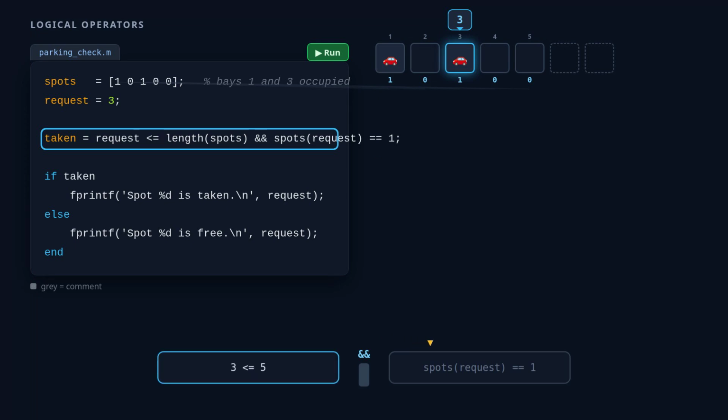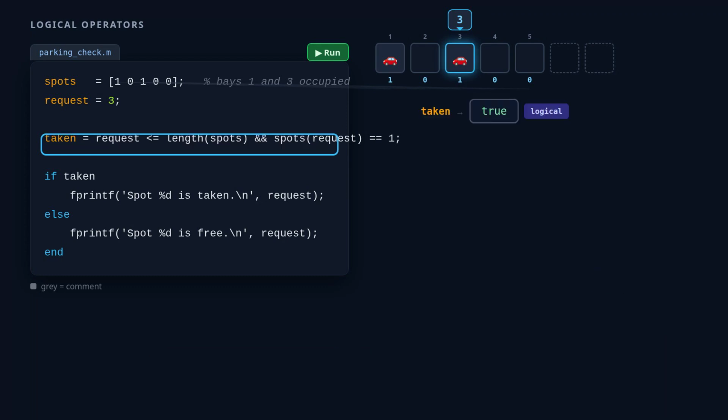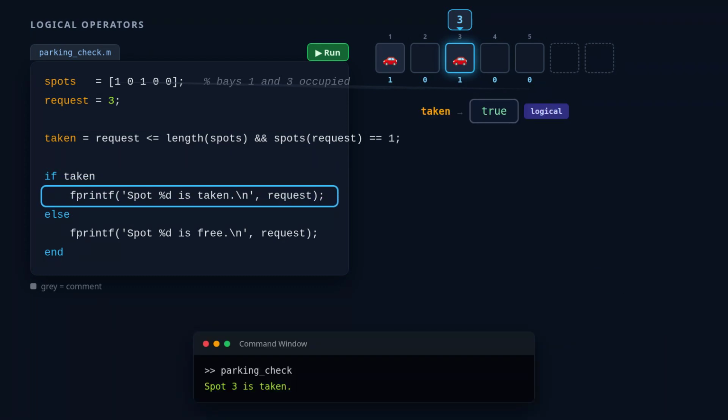Left side first. Is 3 less than or equal to 5? True. True doesn't settle an and, so MATLAB goes right. spots(3) is 1, so that's true too. Both true, so taken holds true, a logical value.